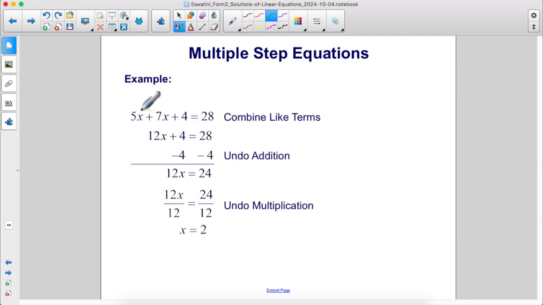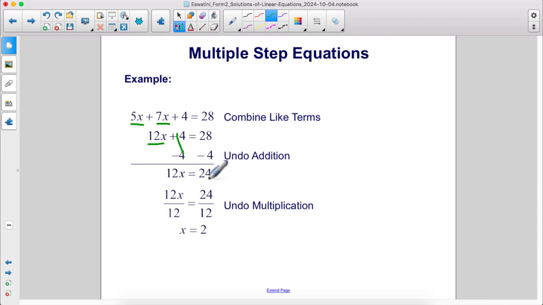For example, here we have 5x plus 7x plus 4 equals 28. The first step, combine the like terms. 5 plus 7 gives us 12x, plus 4 equals 28. Now we have a two-step problem. Undo the addition with subtraction. Subtract 4 from both sides.